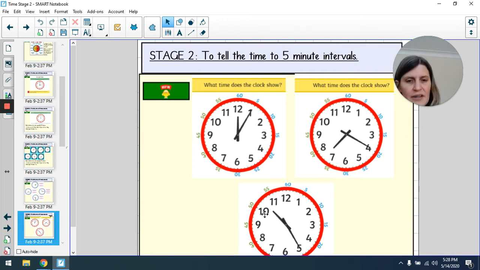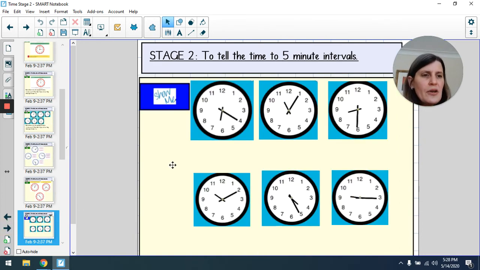Look at my hour hand first. It's just gone past the 10, so it was 10 o'clock, the last o'clock time. Go up to the o'clock and count round. 5, 10, 15, 20, 25. It's been 25 minutes since it was 10 o'clock, so we'd say 25 minutes past 10 or 10:25.